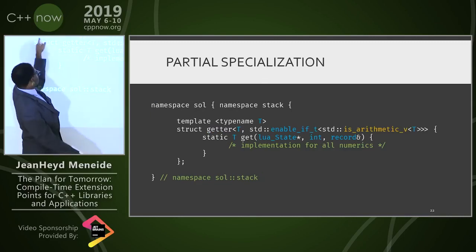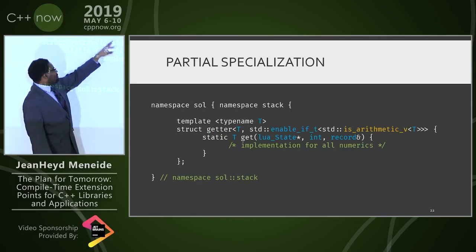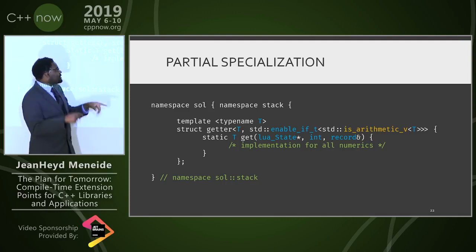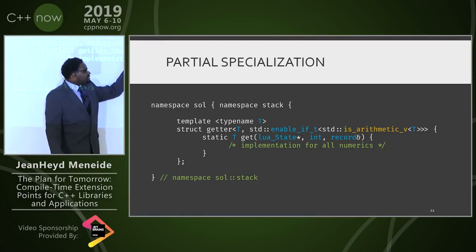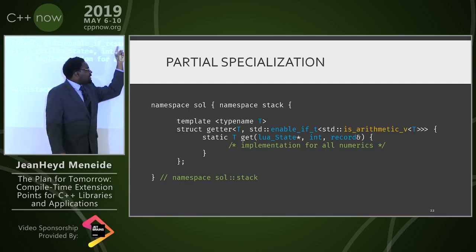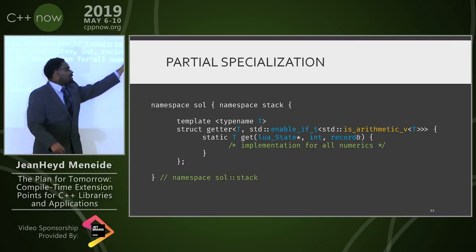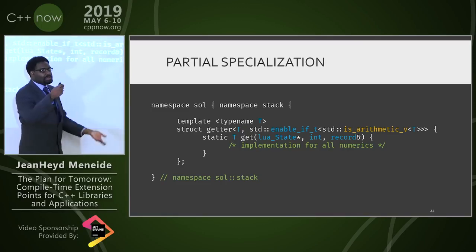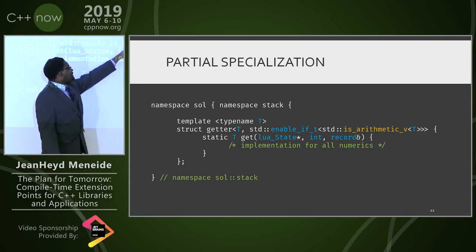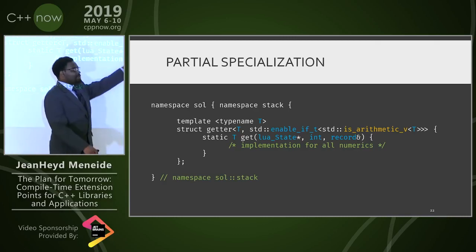As you can see, we have the struct getter. We're saying that we're taking any arbitrary typename T, so technically right now it matches everything. But then we apply this std::enable_if, and we give it a Boolean value, which is is_arithmetic_v, which takes a type and reports whether it's an arithmetic type or not, and it gives us a true or a false. Once we get the true or the false, we substitute it into the std::enable_if_t.